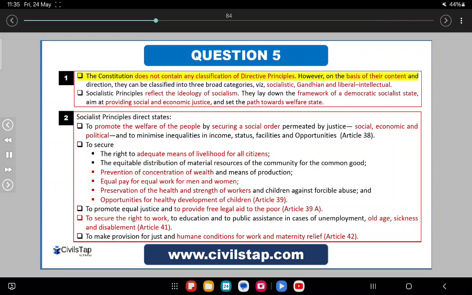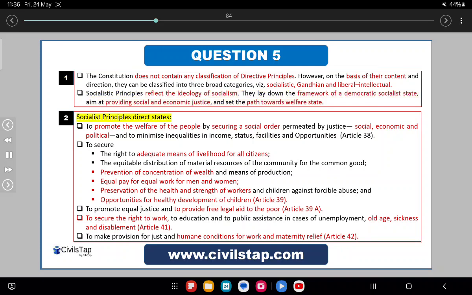Question 5. The Constitution does not contain any classification of directive principles. However, on the basis of their content and direction, they can be classified into 3 broad categories, viz. socialistic, Gandhian and liberal intellectual. Socialistic principles reflect the ideology of socialism. They lay down the framework of a democratic socialist state, aim at providing social and economic justice, and set the path towards welfare state.